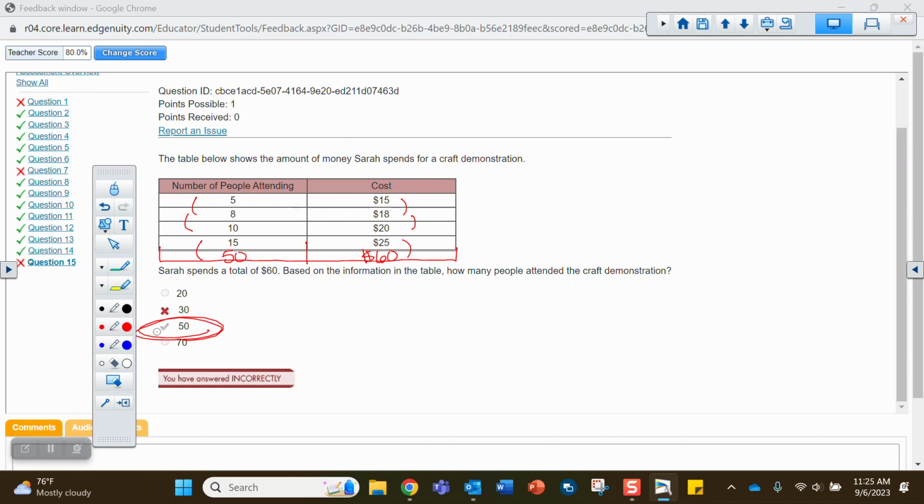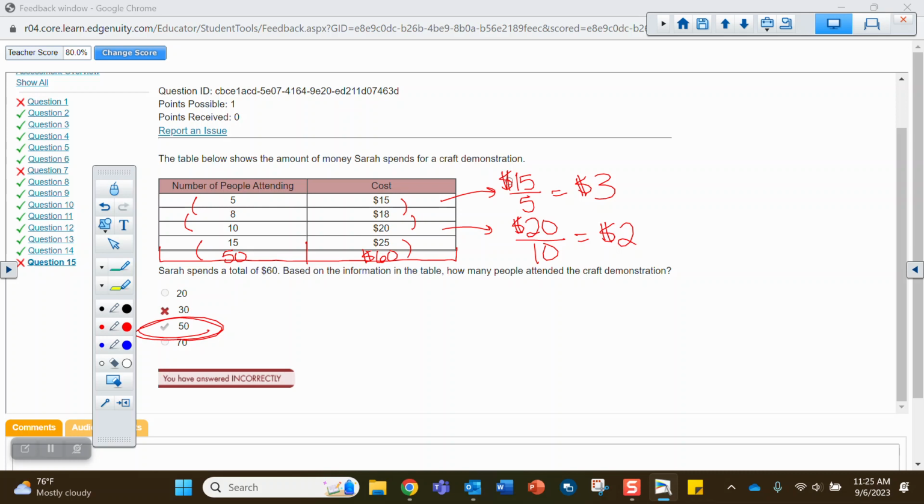Again, it's not a proportional relationship. And you can see that early on, right? It's not proportional because if it's $15 for 5 people, that's $3 a person. But if you go down the table and you look here, now it's only $20 for 10 people. That's $2 a person. So we're not proportional, which is how we can use then that concept of the rate of change.